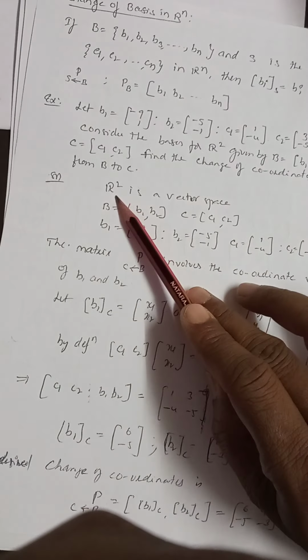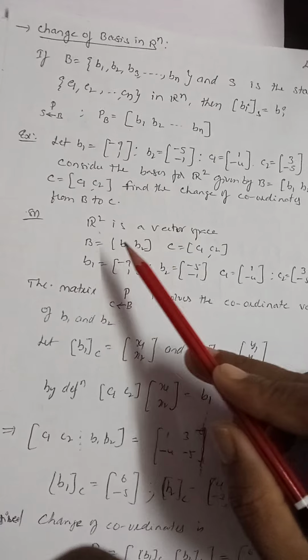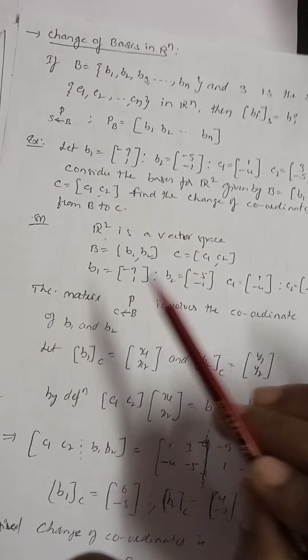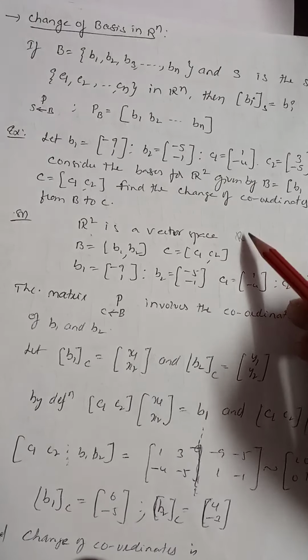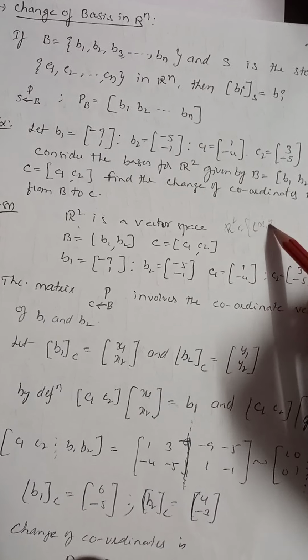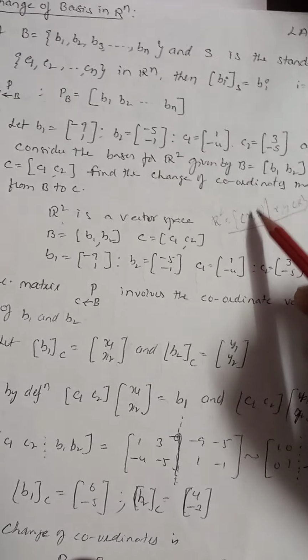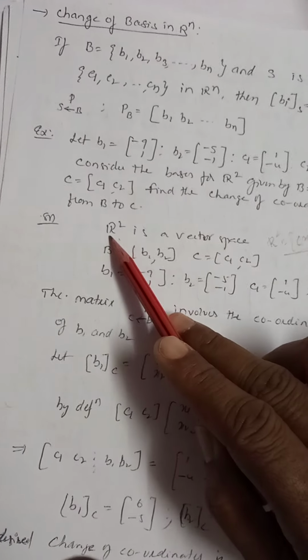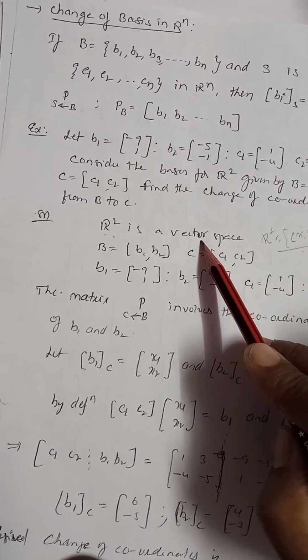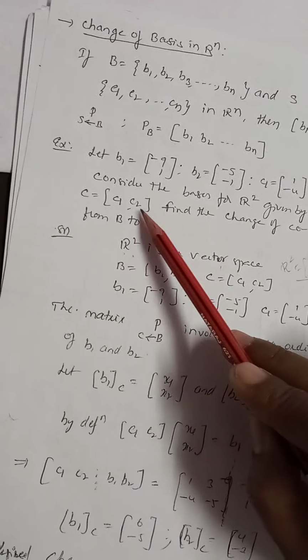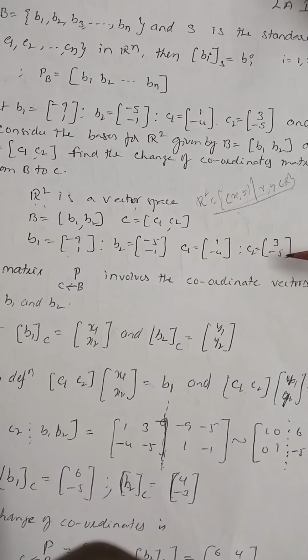Given that R square. Here what is R square? R square means the collection of all ordered pairs whose entries are real numbers, that is, the collection of (x, y) such that x, y belong to R, the real numbers. This is called ordered pairs. The collection of all ordered pairs is a vector space. Here B is equal to {b1, b2} and C is equal to {c1, c2}, where b1, b2, c1, c2 are all column matrices.